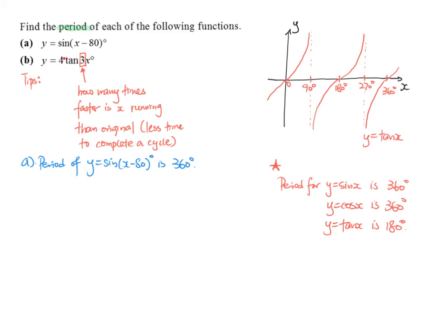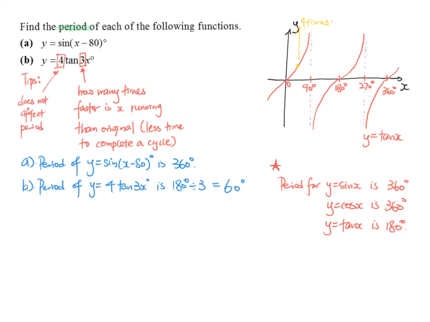And finally, this 4 outside doesn't change our period, because what it means is that whatever I've calculated after the tangent, I will multiply by 4, which means whatever number you've got here will just go up by 4 times. So that doesn't affect the period. And so your period would just be the original 180 divided by 3, which is 60. Now because we are given the degrees already, I should probably take out these 2 degrees here.